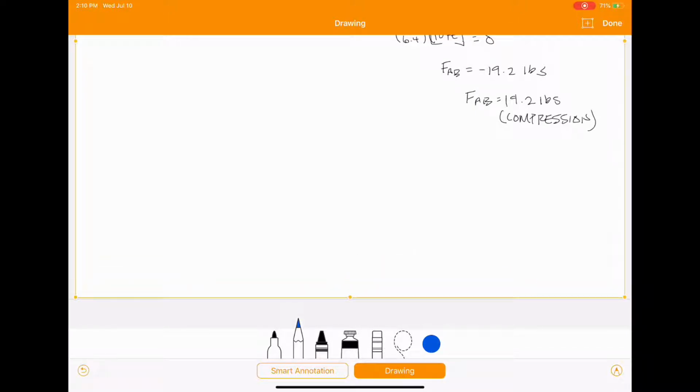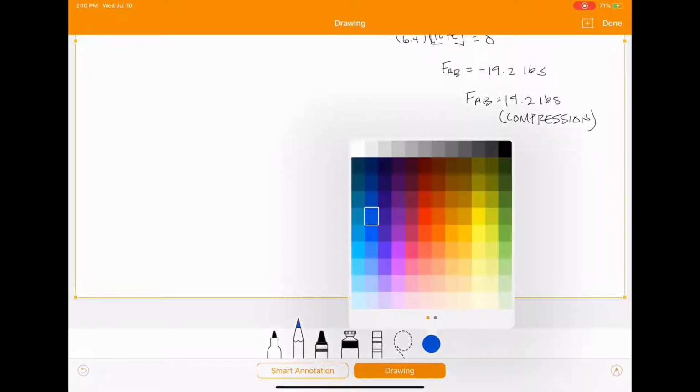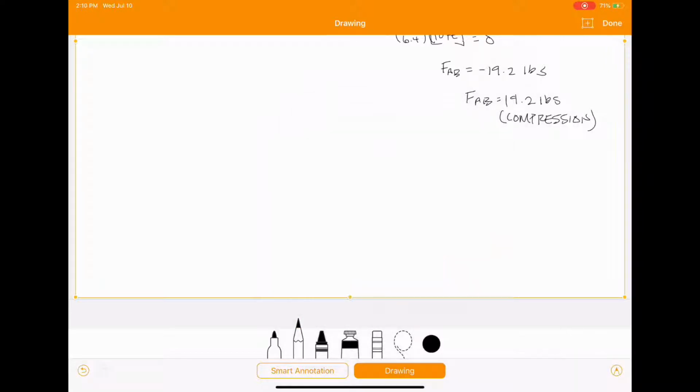So again, I'm not going to run through the whole truss, but if you want a full example that's completed, look at our written example, and it goes through an entire problem.